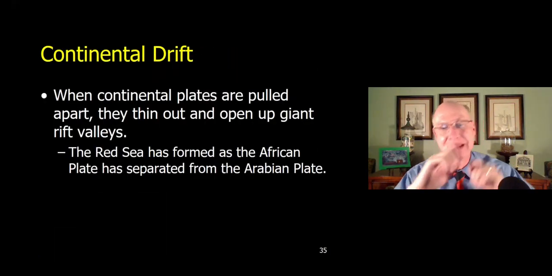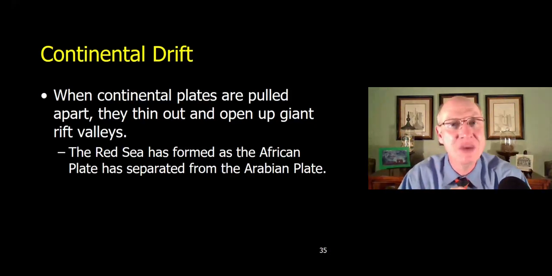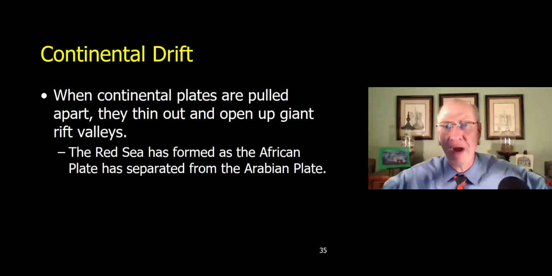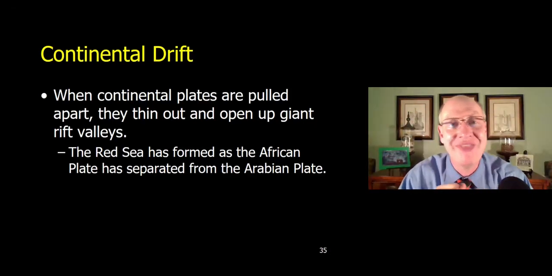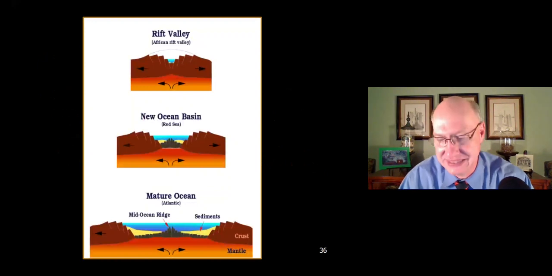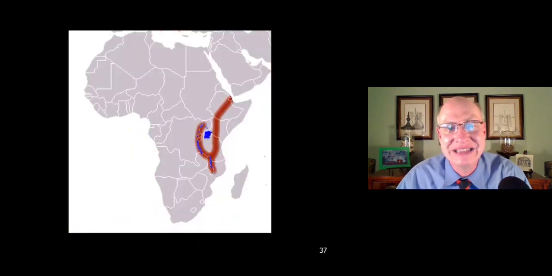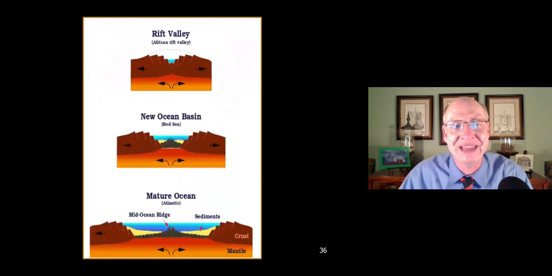Now, every now and then, continental plates are pulled apart. We've seen what happens down at the bottom of the ocean. When the oceanic plate gets pulled apart, we get a mid-ocean ridge. What happens when a continental plate is pulled apart? Well, when continents get pulled apart, they thin out in the middle and they open up giant rift valleys. So a really good example of this, probably the best example on Earth today, is the Red Sea. So the Red Sea is an example of where the African plate and the Arabian plate are pulling away from one another, and they're opening up a giant rift valley on Earth.